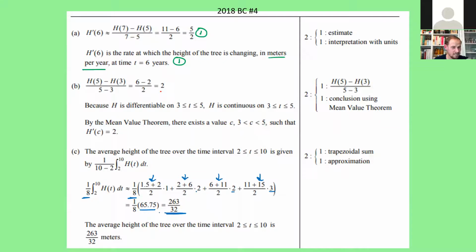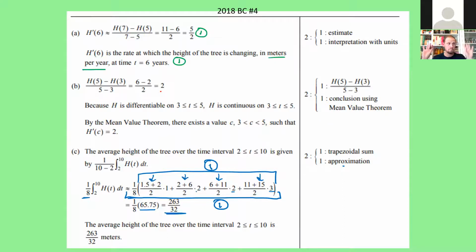That seems like a lot of extra work to me, but look at what they give you the points for. Trapezoidal sum, that's this part right here, that's 1 point, and approximation. Well, with the 1/8 out in front, that's the approximation. So that's full credit right there. So don't waste your time trying to work out anything nasty like that on the AP exam when you can just write that and be like, boom, there's the answer right there.